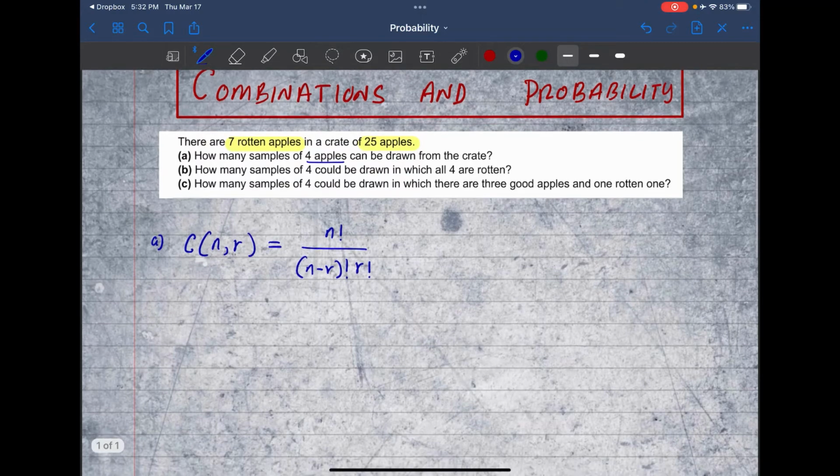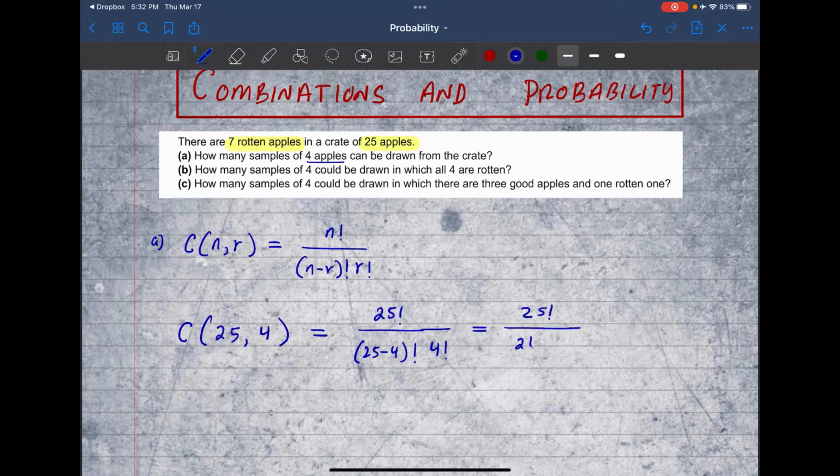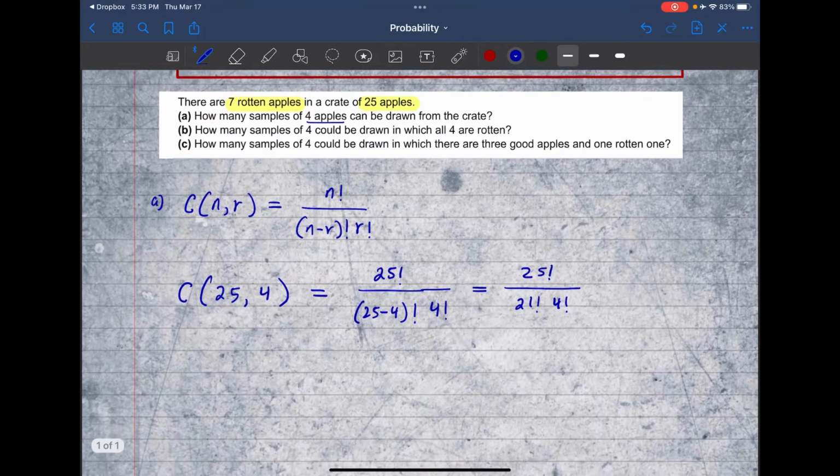Based on this problem, of the 25, we're going to choose any 4 apples. So this will be the combinations of 25 choose 4. Using this formula, this would be 25 factorial over 25 minus 4 factorial times 4 factorial. So this would be 25 factorial over 21 factorial times 4 factorial. Then we can simplify this, or you can just put this in your calculator, but let's show work.